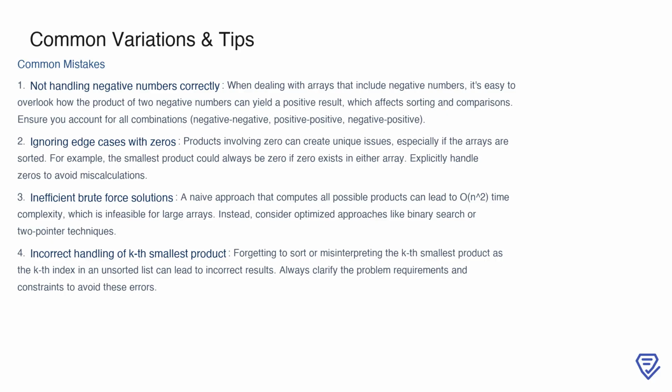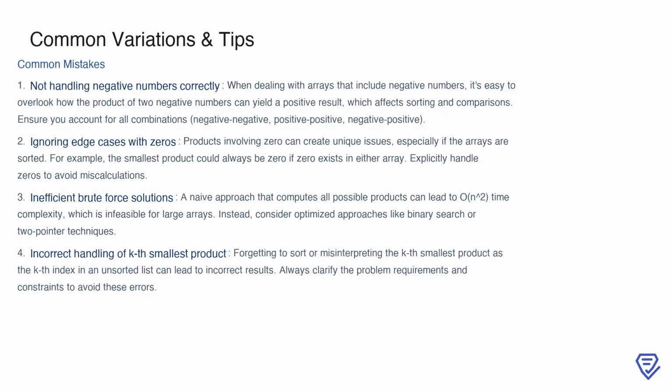Next, zeros in the arrays can introduce unique edge cases. If 0 is present in either array, it can dominate the smallest product calculation, as any number multiplied by 0 equals 0. Explicitly handling 0 is crucial to avoid errors. Another frequent mistake is relying on brute force solutions. While computing all possible products might seem straightforward, it's computationally expensive, with a time complexity of n squared. Optimized techniques like binary search or two-pointer methods are essential for dealing with larger input sizes.